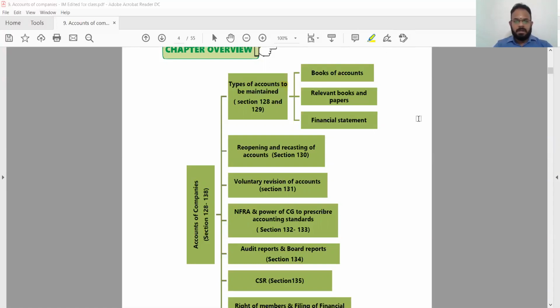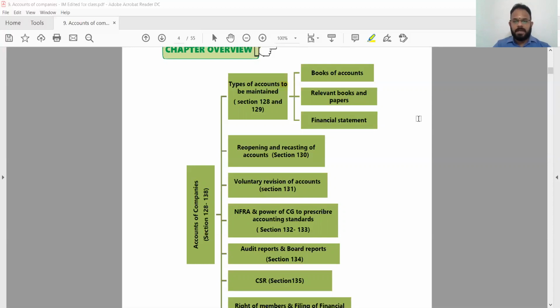What will be there? Types of accounts to be maintained. What is books of accounts? What is books and papers? Books and papers, or books or papers, includes your books of accounts also, documents, records. We would have already studied this in section number 2. Financial statements, again the 5 heads we need to remember, and it has to be in order. We will cover that also.